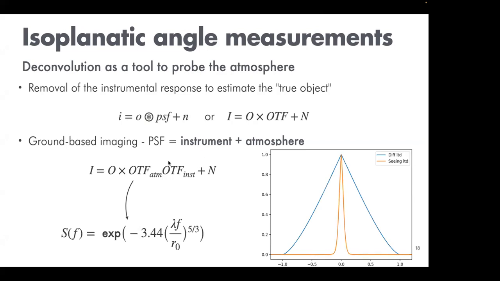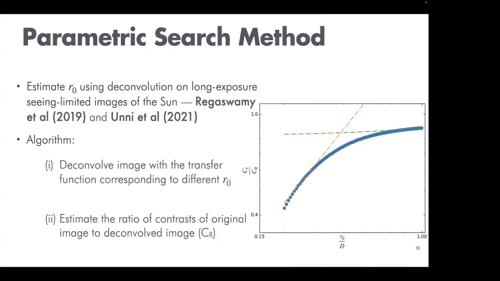And for seeing-limited long exposure images, the contribution from the atmosphere has a well-known analytical form where it just depends on r naught, or the Fried parameter. So this was a method that was already developed. It's called the parametric search method, where they use deconvolution on long exposure seeing-limited images of the sun to estimate the Fried parameter, or r naught.